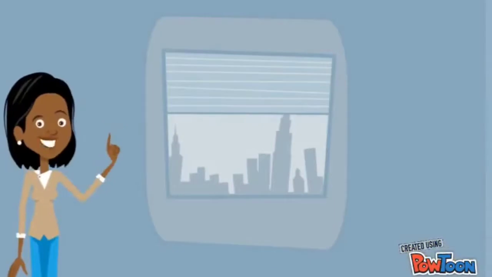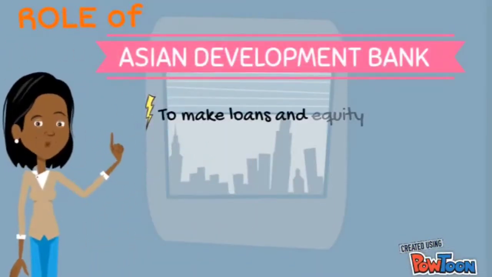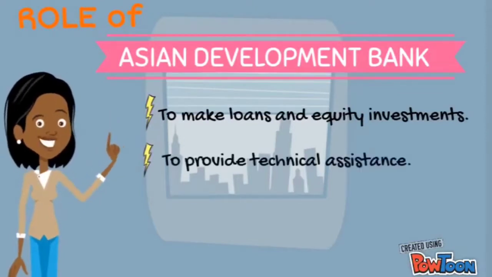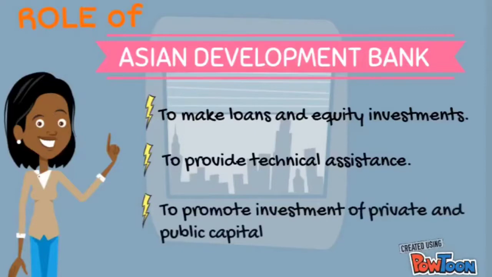Role of the Asian Development Bank. The bank provides loans and equity investments for the economic and social advancement of developing member countries. Besides, it provides technical assistance for the preparation and execution of development projects and programs. Promoting investment of public and private capital for development purposes is a function of the Asian Development Bank.